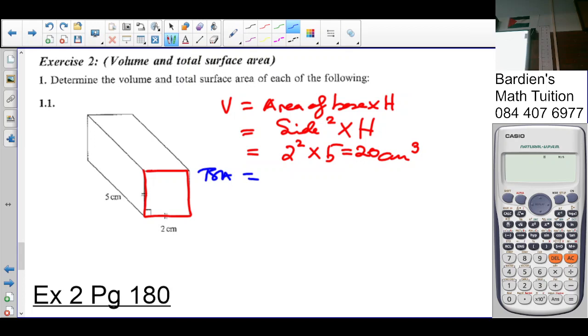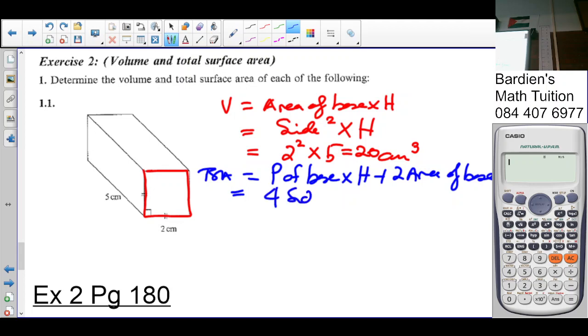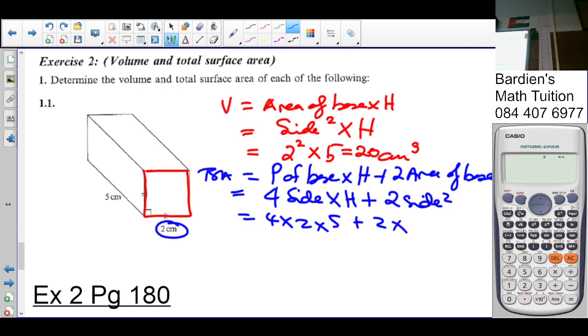If we're looking at total surface area, how do you calculate total surface area? Perimeter of base times height plus 2 area of base. How do you calculate the perimeter of a square? 4 times side. 4 times side times the height of this object, or the depth, plus twice area of base, is 2 side squared. Okay, so it's going to be 4 times 2, the length of the side, times the depth, which is 5, plus 2 times side squared, which is 2 squared.